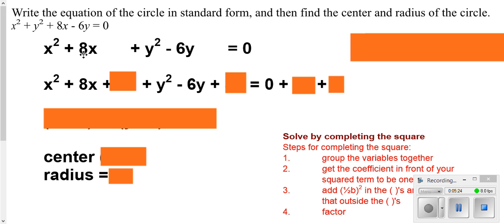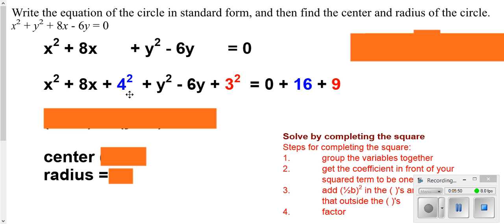So we need to take half of the 8, which is 4. Then we have to square that, and that's what we add. But if we add it here, we also have to remember to add it on the other side so that it remains a balanced and equal equation. Complete the square with the y's. We take half of this, square it, add it on the left, so therefore you have to add it on the right. Then you can come back and you can factor the x's.